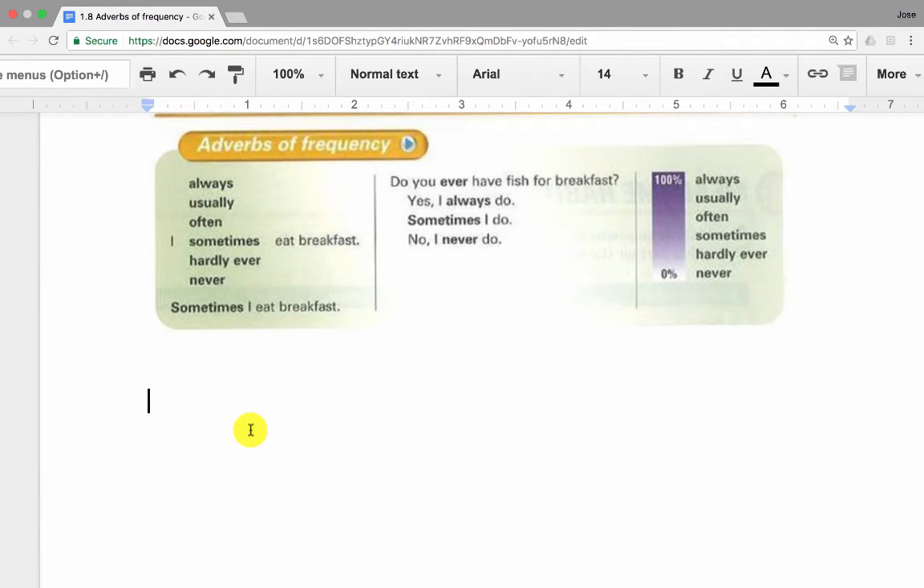The last point that I would like to touch in this class is how to form questions and answers about frequency. Let's start by understanding how to form questions. You may follow this formula: auxiliary do or does, plus the subject, plus ever, plus the verb, plus some kind of complement. Let's take a look at the example question now. Do you ever have fish for breakfast?